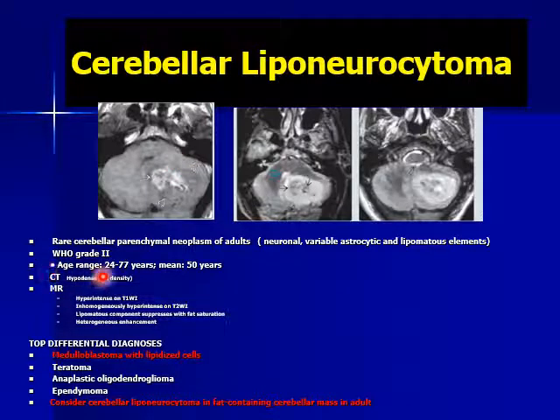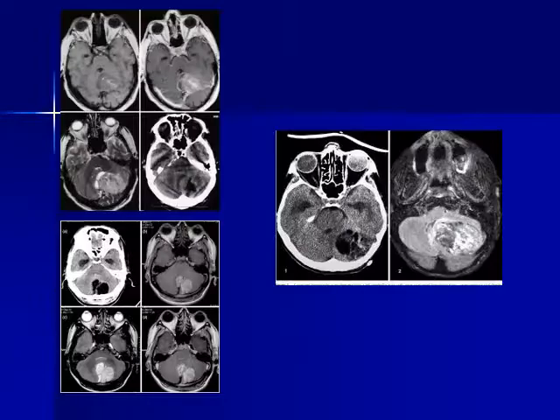We can see it from 24 to 77 years old, and the top differential diagnosis is medulloblastoma with lipidized cells, teratoma, anaplastic oligodendroglioma, ependymoma, and so on, if you see some fat. But this is a specific entity called cerebellar liponeurocytoma. Okay, the clue is the presence of fat. And this is a fat suppression sequence. There is drop of signal of the lesion.